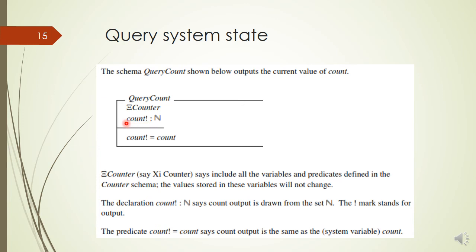So we have a new variable which must be declared in the declaration part, and this variable is also an integer variable, and it must be declared. And this predicate basically represents that the value of count is actually the output value of the system count.